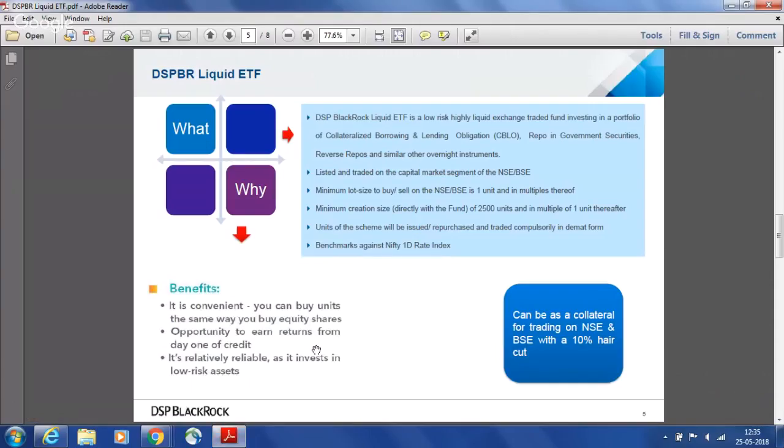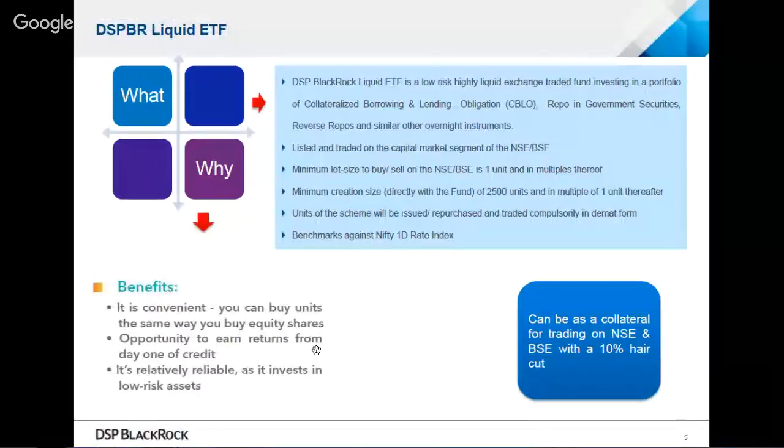As I mentioned, it trades both on the NSE and BSE, and the minimum lot size to buy on the exchange is just 1 unit. It's just like buying a share. Just the way today you can buy 1 share of, let's say, ICICI Bank on any of the exchanges, you can buy 1 unit of liquid ETF on either the NSE or BSE. What is important to note, however, is that having a demat account is compulsory for any investment in liquid ETF. Now, this scheme is benchmarked against the Nifty one-day rate index. So you know that your returns are in line with the overnight returns as indicated by the index.